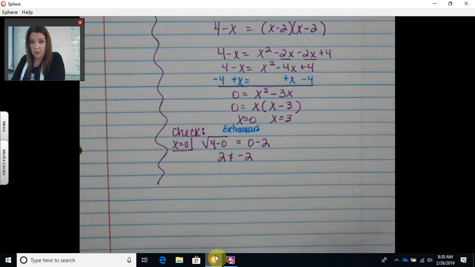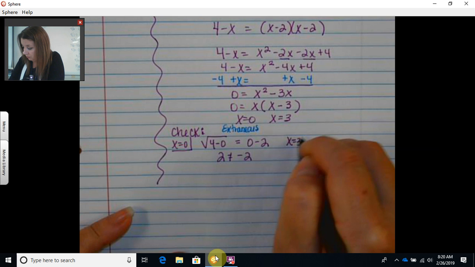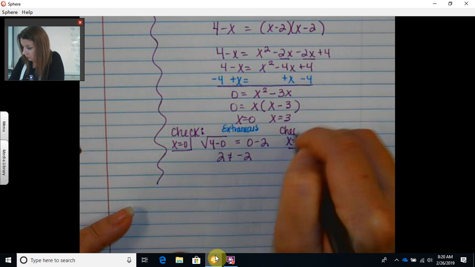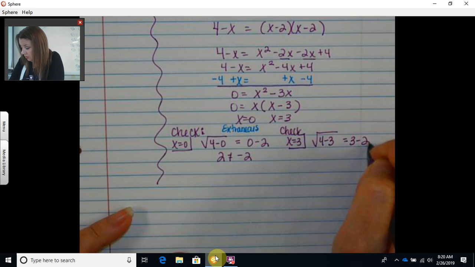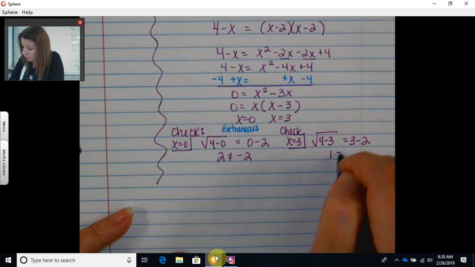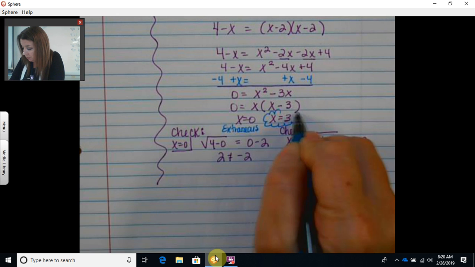So let me check x equals 3. So that'd be the square root of 4 minus 3 equals 3 minus 2. So 4 minus 3 is 1. What's the square root of 1? 1 equals 3 minus 2 is 1. That's a true statement. So x equals 3 is my only solution.